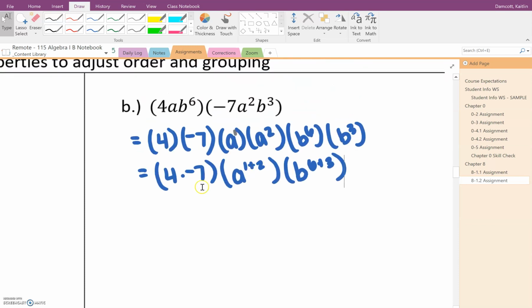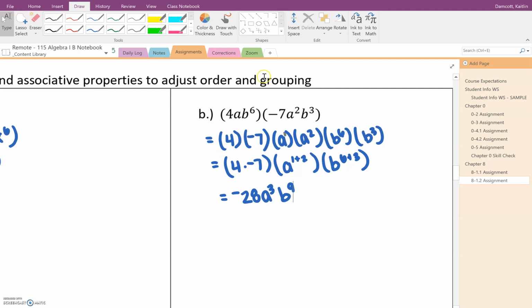Once we've gotten to this point, we can do a little bit of simplifying. So 4 times a negative 7, a positive times a negative number is going to give you a negative. 4 times 7 is 28. And then we want to keep our bases. So I've got a base of a, and 1 plus 2 is 3. And then we've got a base of b, and we've got 6 plus 3. So 6 plus 3 is 9. So our answer in simplified form is negative 28 a to the third b to the 9th.